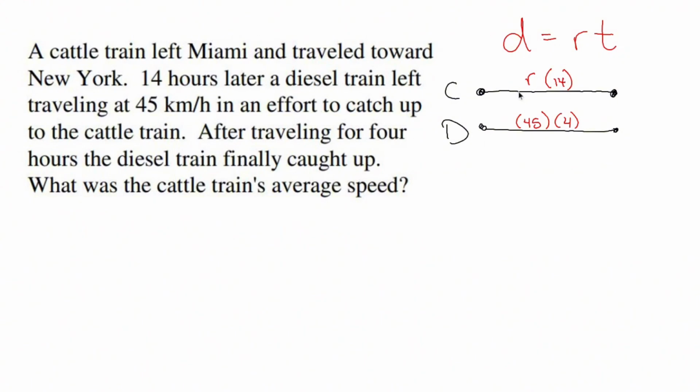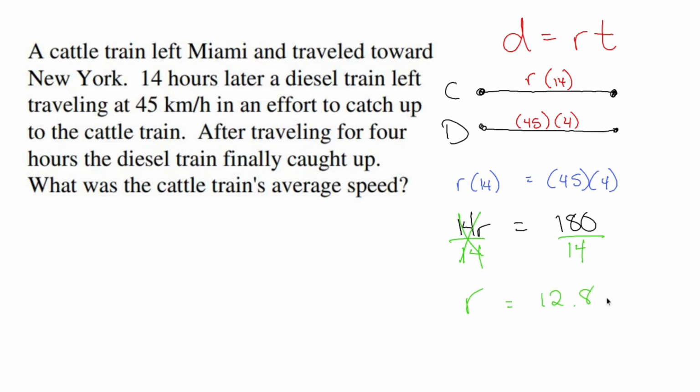So what we're going to do is set up an equation of R times 14 is going to equal 45 times 4. Now, R times 14 can be written as 14R, and 45 times 4 is 180. Divide both sides by 14. Because 14 is being multiplied to R, we've got to do the inverse, which is divide. And it's not pleasant. We are going to get 12.857. So we'll leave it at that. 12.857 kilometers per hour. We'll write that over here.